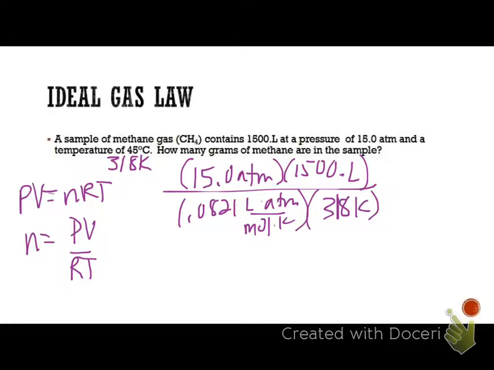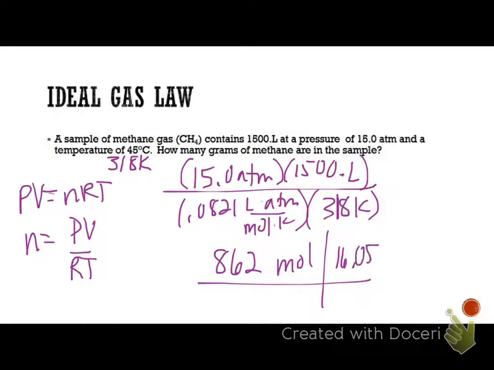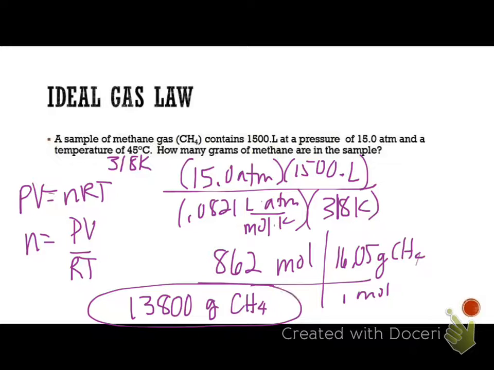Everything cancels out except for moles. And when I do that math, I should get 862 moles, which is a lot, which is what we expect. And then I can just throw in the molar mass of CH4. And with 3 significant figures, I should get 13,800 grams of CH4, which is a lot of methane.